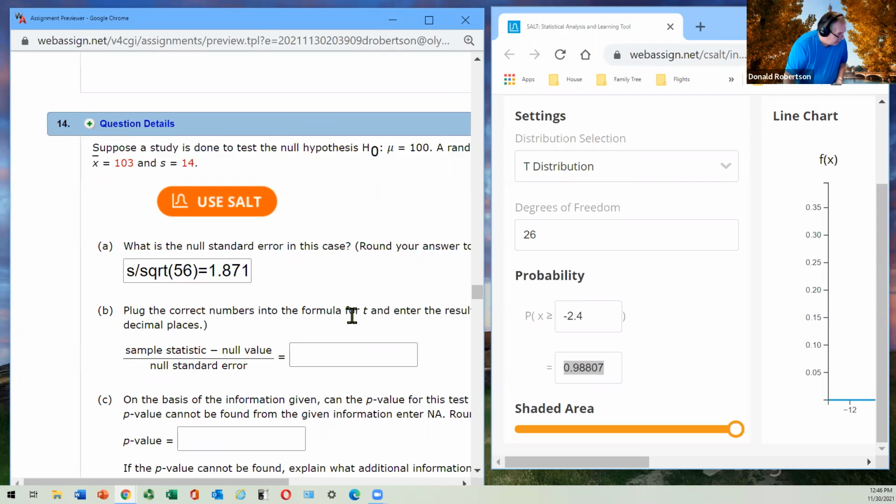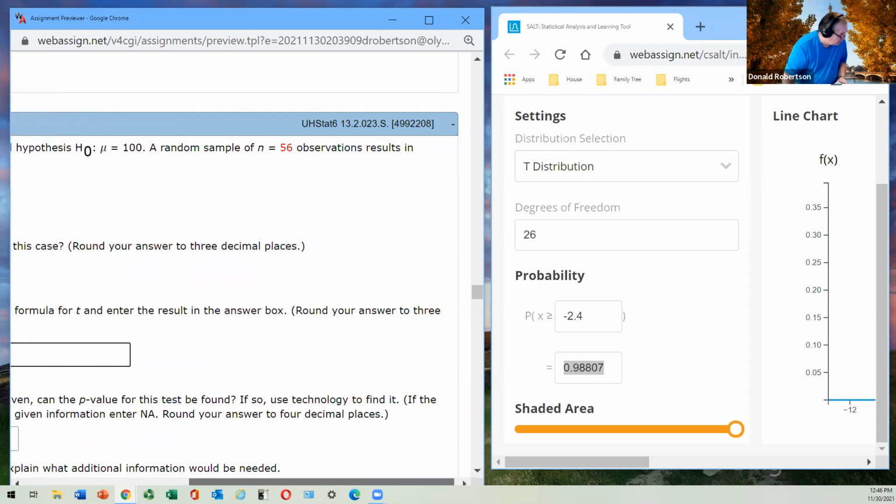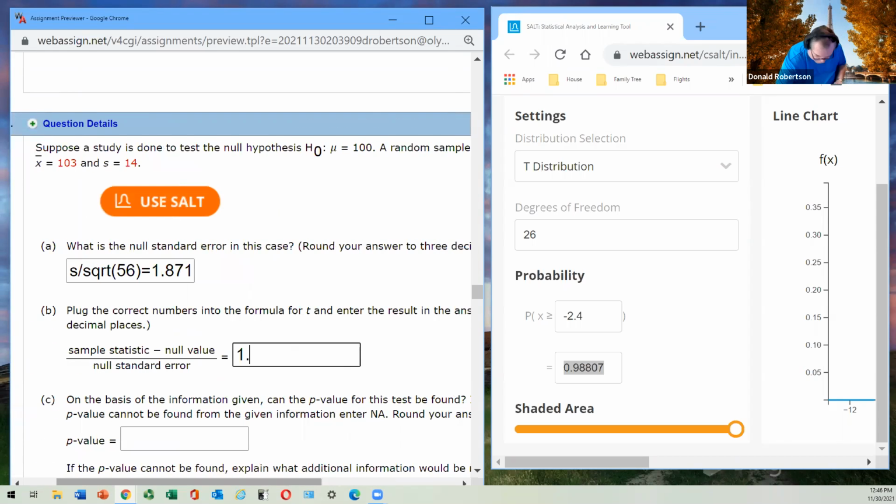Now, this one here is the sample statistic. So won't that be 103 take away 100, divided by that value? So that's 3 divided by 1.871, and this time I get 1.6. What kind of accuracy did they want? So 1.603.